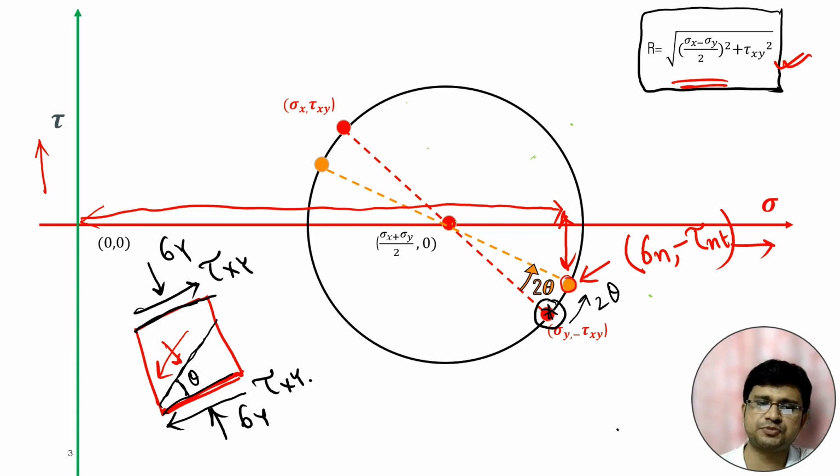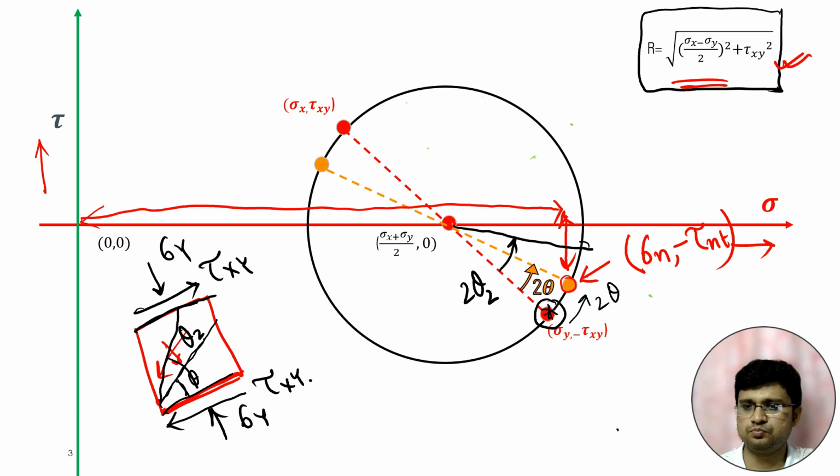Now if in place of theta the value is, suppose, theta 2, then we have to rotate this line by an angle of 2 theta 2. So that is the concept. For every change in the value of theta, we have to rotate this particular point by an angle of 2 theta. And when we measure the coordinate of that particular point, from that coordinate we will actually get the value of normal and shear stress for that particular inclined plane.